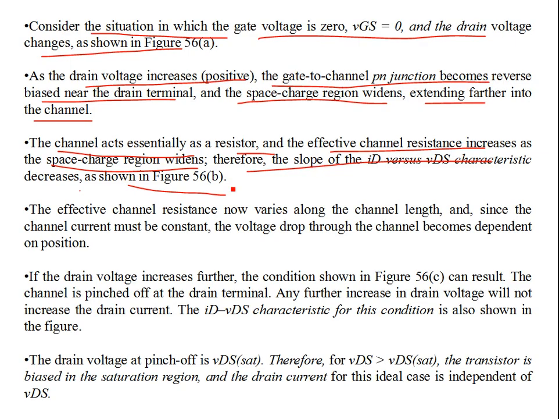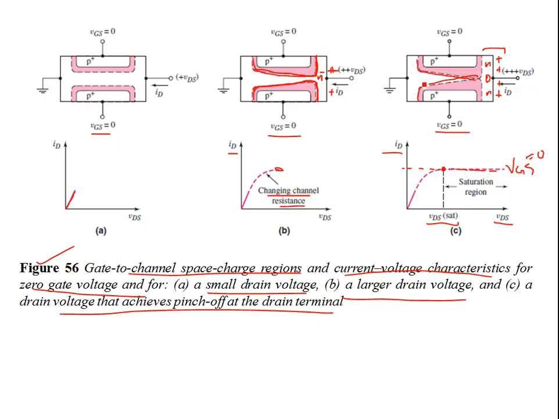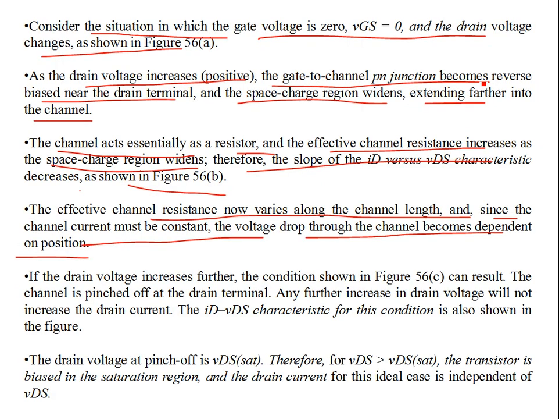So the effective channel resistance now varies along the channel length. Since the channel current must be constant, the voltage drop across the channel becomes dependent on the position. You see over here, the channel resistance is position dependent. For example, there's not much resistance over here for the flow of electrons, but over here the resistance is very high for the flow of electrons. So it's independent of VDS right now.